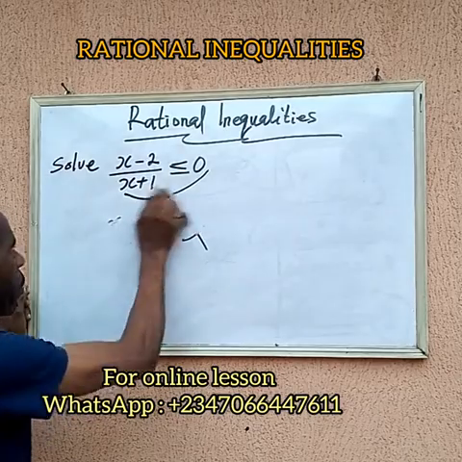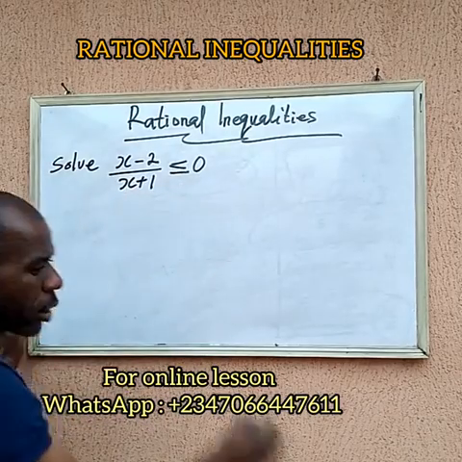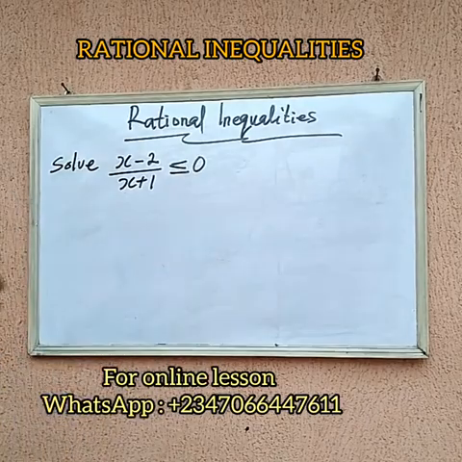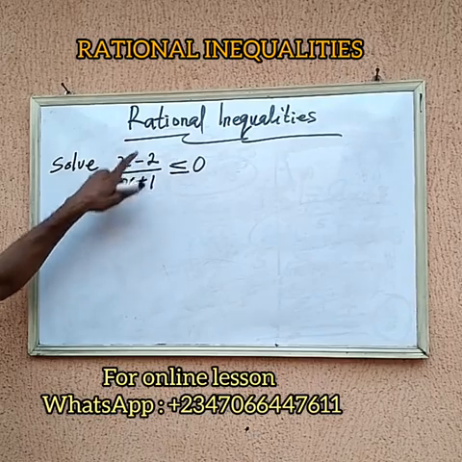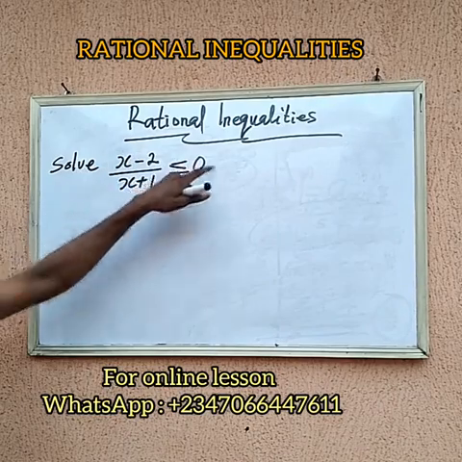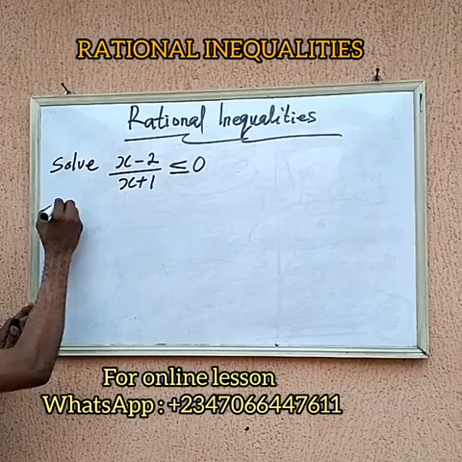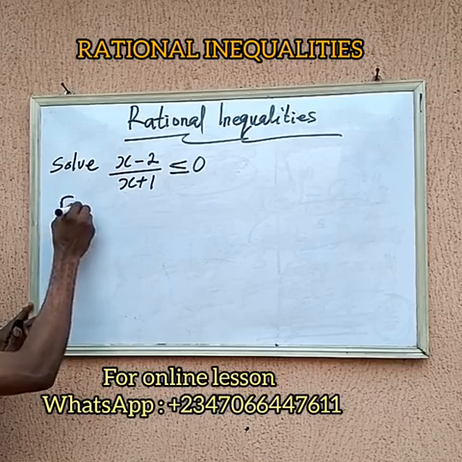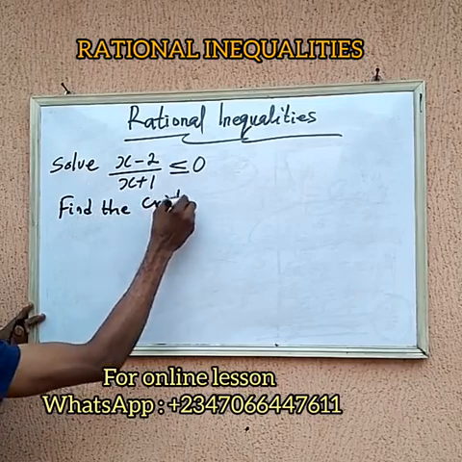So this method is very wrong. What we are going to do now is to consider two cases. We are going to look for the critical values. So consider the critical point. Remember that a critical point is a boundary where the values of x begin. So now let us find the critical points.